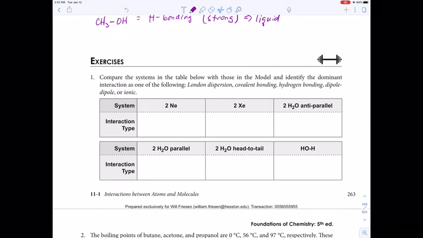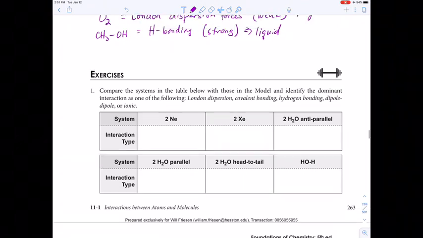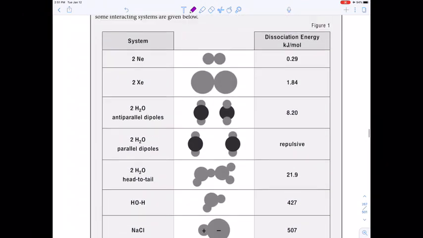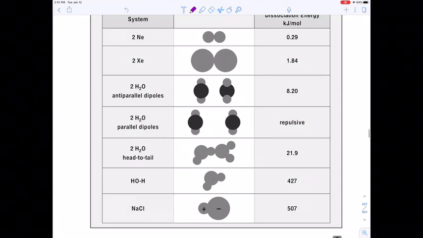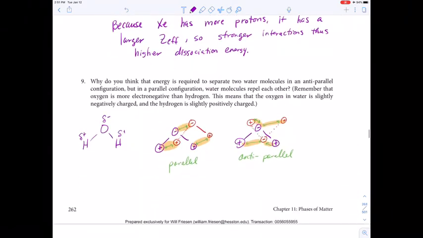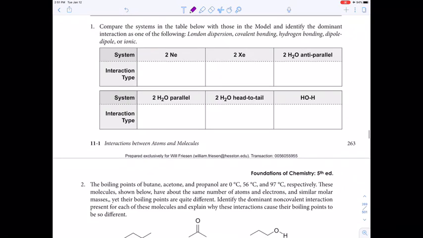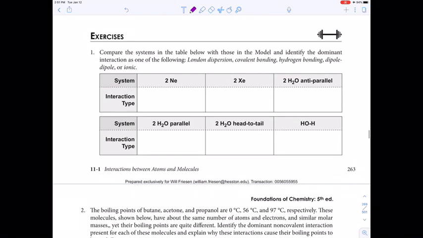Okay, this exercise we're going to skip for now. I don't know that it's really all that useful. Basically, it's having you go back to here, and it's useful classifying each of these types of interactions based on whether they're London forces or hydrogen bonding or so on. So we can do a quick version of that. Go ahead and hit pause and see if you can answer them on your own, and then you can check yourself.